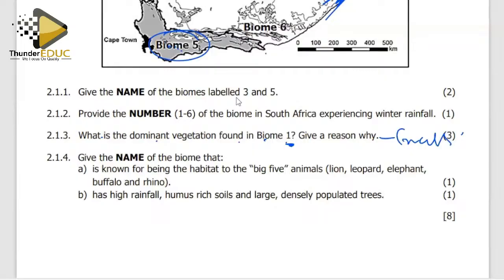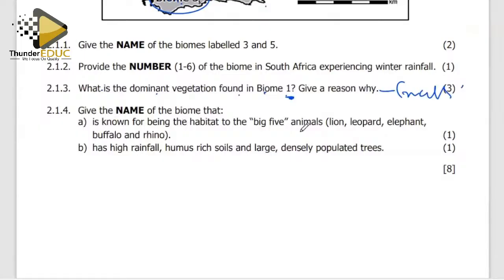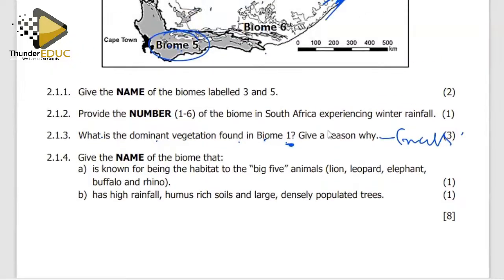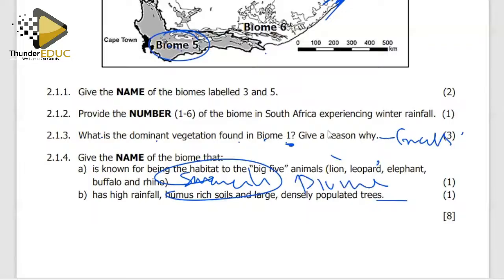1.2.1.4, they're saying name the biome number 1 that is known as being the habitat to the big 5. That's savanna. I don't mean the savanna you drink. I mean savanna, the biome. I think you should say savanna biome. Let me just complete it, because if I say savanna, people will start thinking about hangovers.